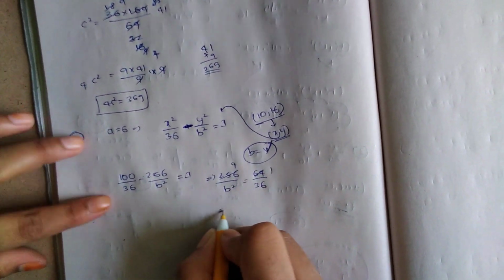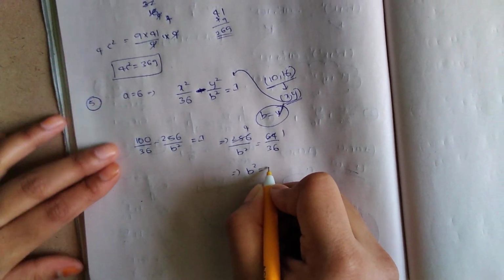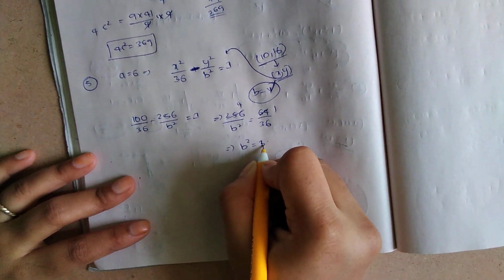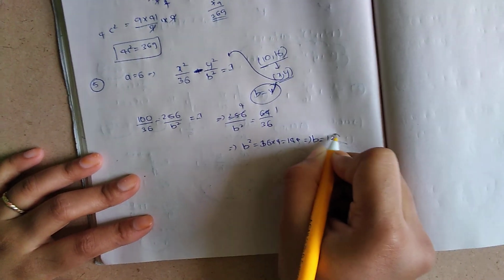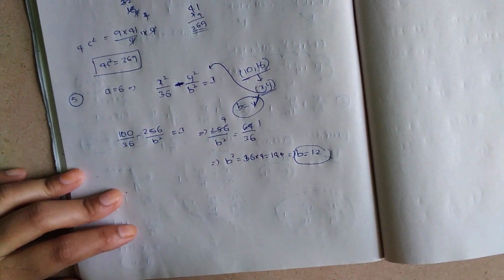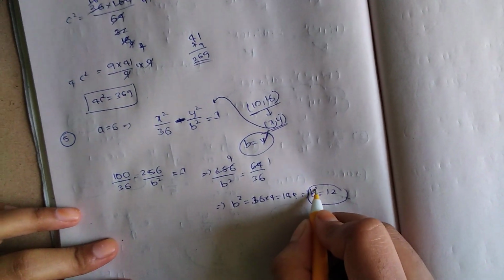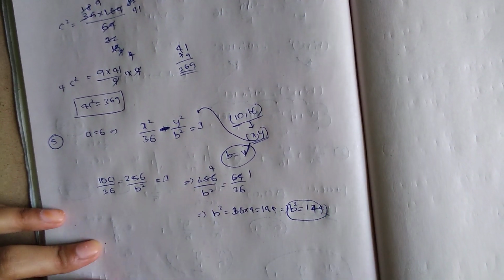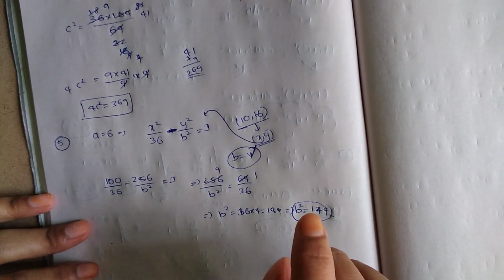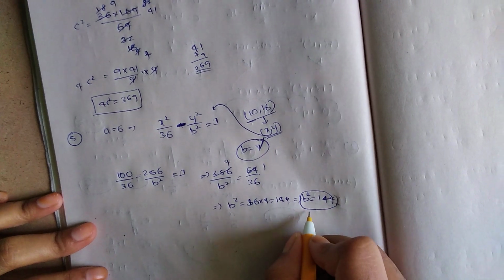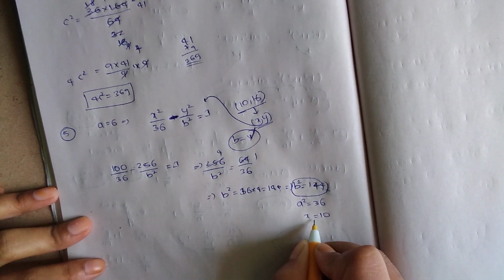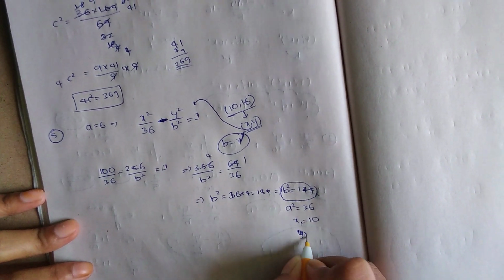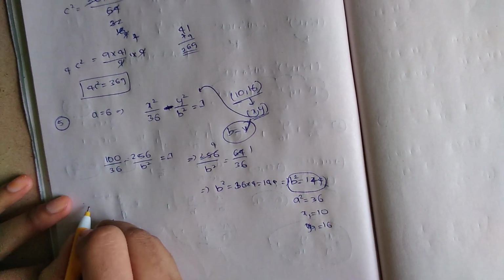b square is equal to 36 into 4, which is 144. This implies b is equal to 12. Of course, we need b square only, so I'll take b square as 144. Yes, b square we got as 144. a square is 36. x1 is 10, y1 is 16.